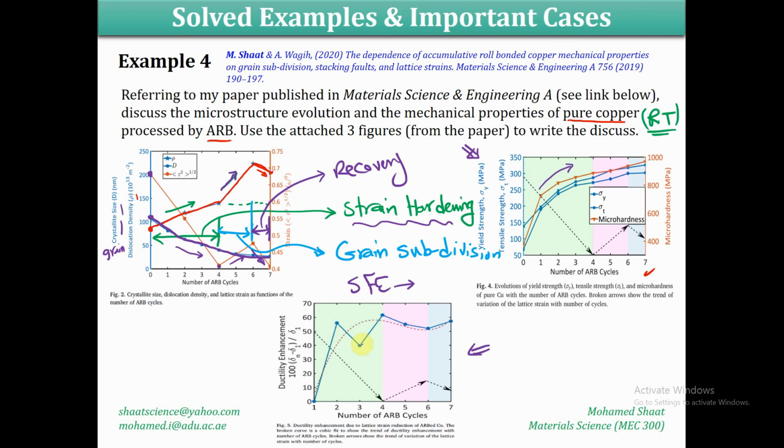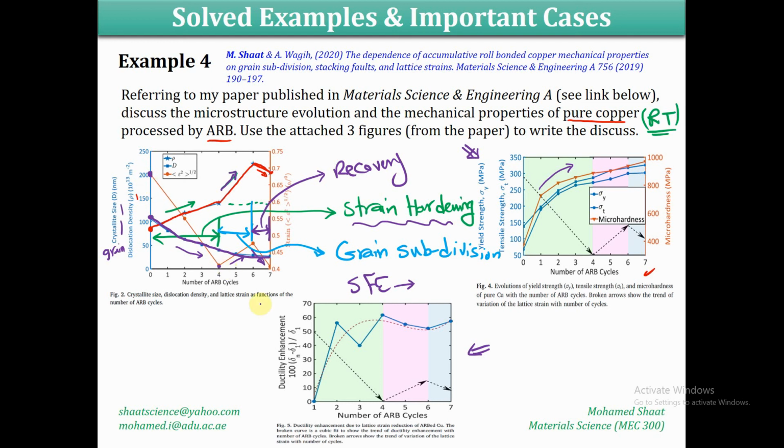After the third cycle, we do have a slight decrease, and then we're gonna end up with an increase, then almost a constant curve of the ductility. Okay, so if we do a fitting, we're gonna end up with this curve that indicates the changes in the ductility during the accumulative roll bonding processing. This dashed curve indicates the changes in the lattice strain, the same change.